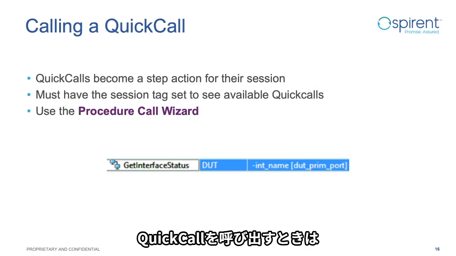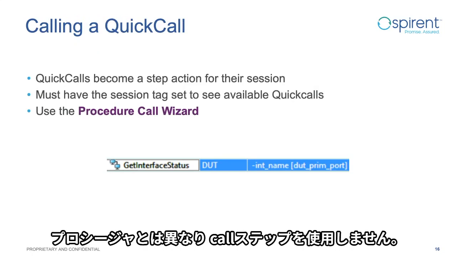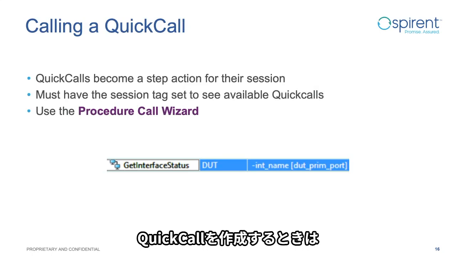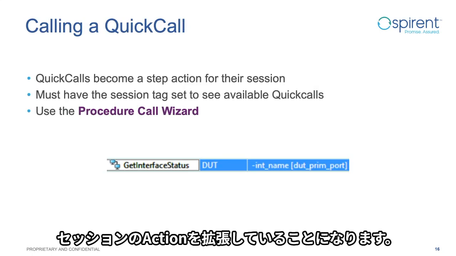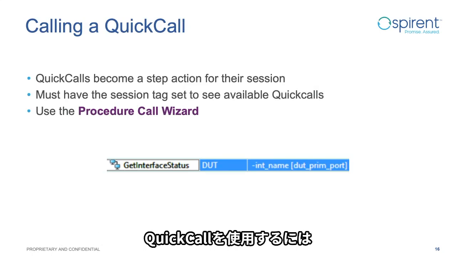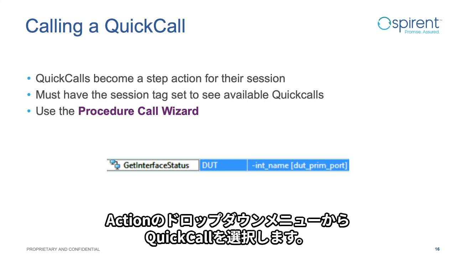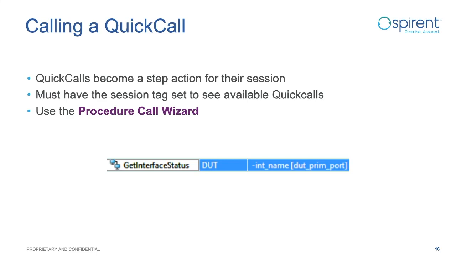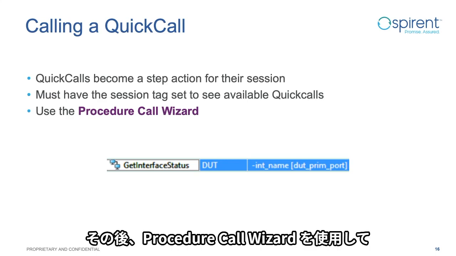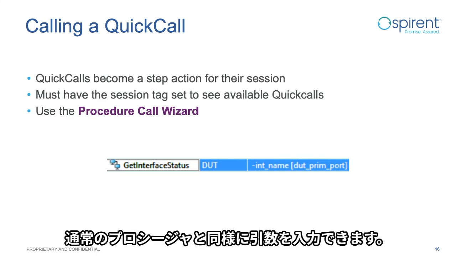To call a quick call, you don't use a call step like you do for a regular procedure. Remember, when we build quick calls, we are extending the action set for a session. To use a quick call, set the session tag for the session you want to interact with and choose the quick call from the action drop-down menu. You can then use the procedure call wizard to fill in arguments just like a regular procedure.